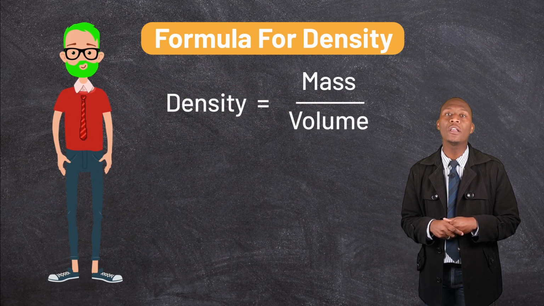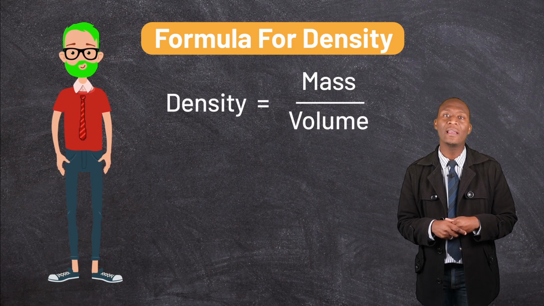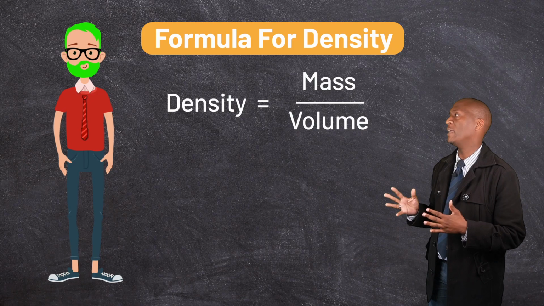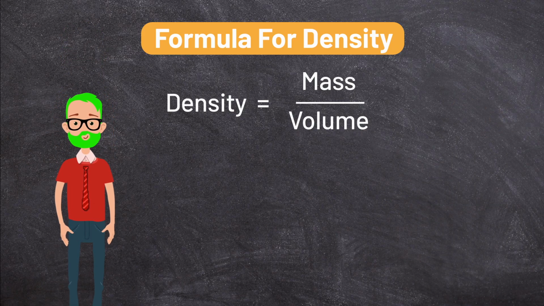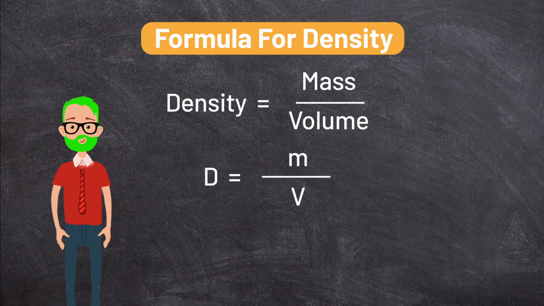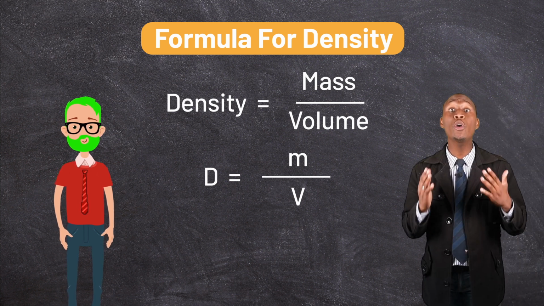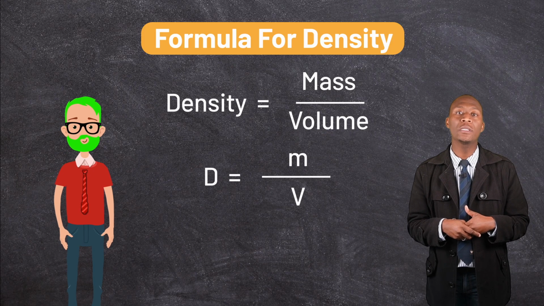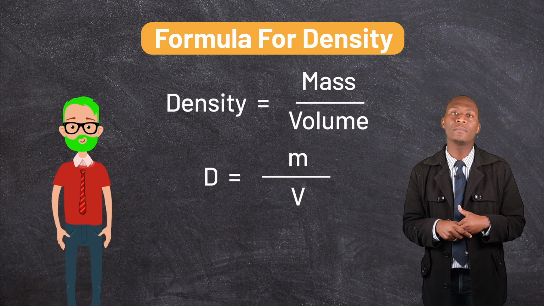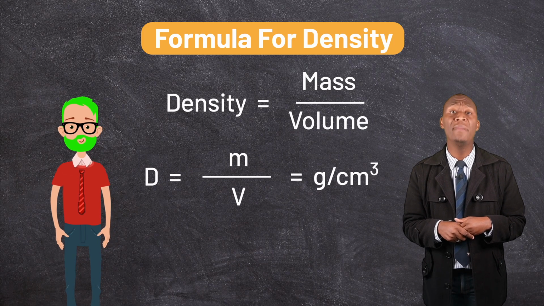In science, we use specific symbols and letters. I think it's time that we call on Mr. Neon to show us the formula for density. The formula we use for calculation is capital letter D equal to small letter m divided by capital letter V. It is also important to use the correct unit when doing density calculations. Density is measured in grams per cubic centimeter.